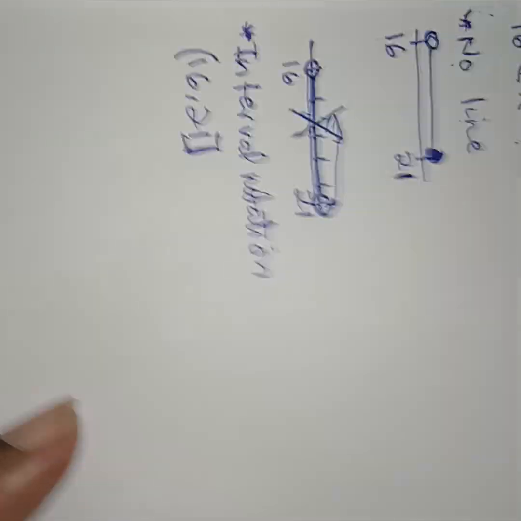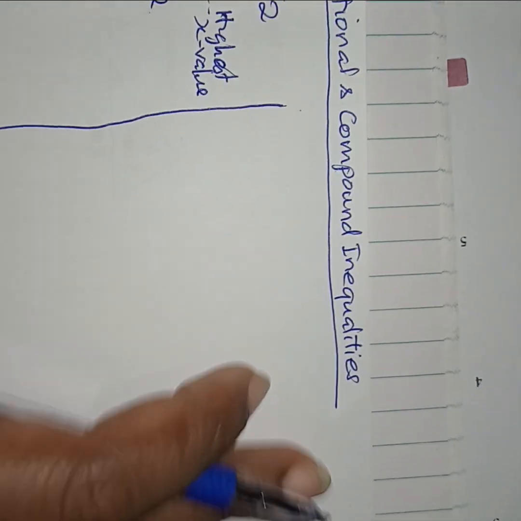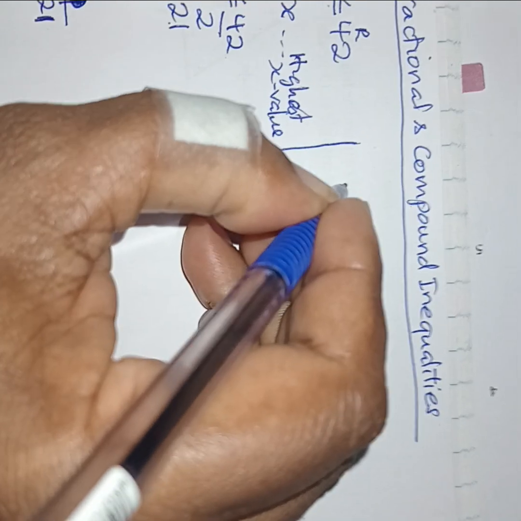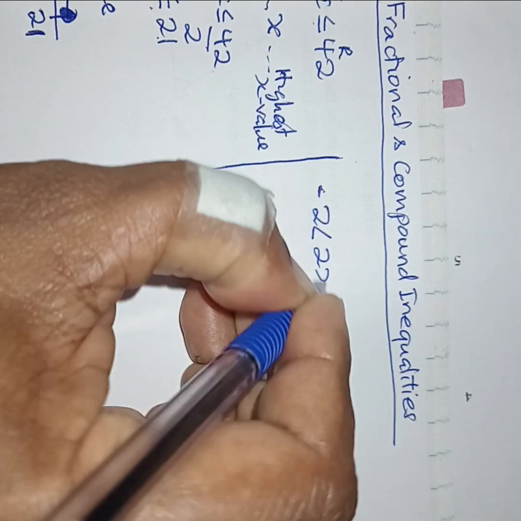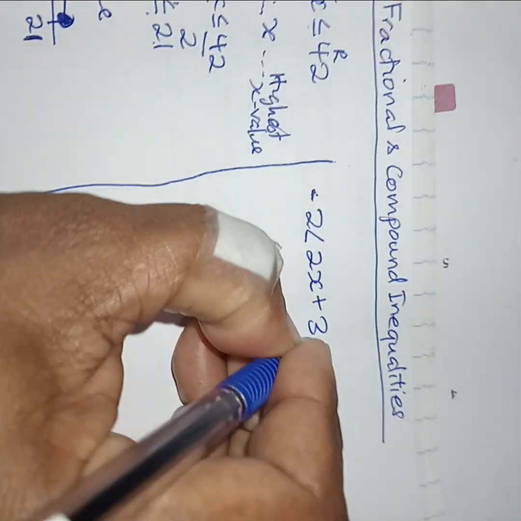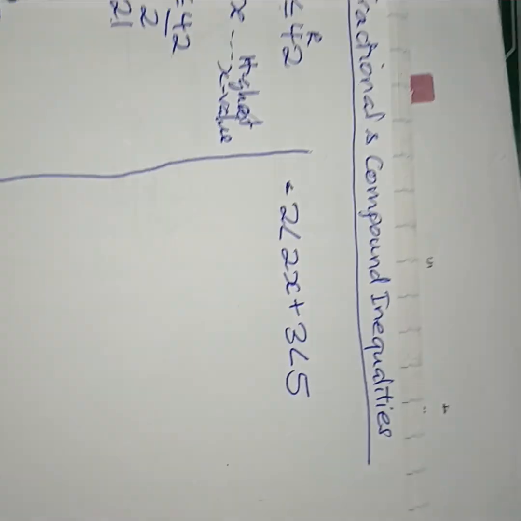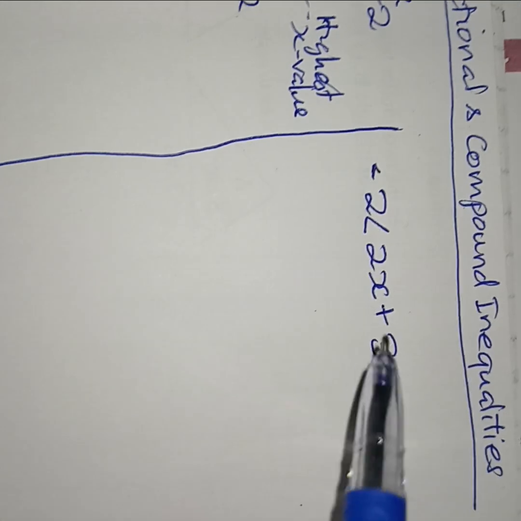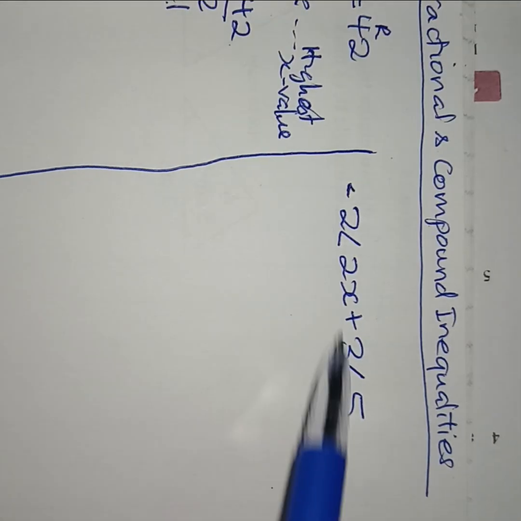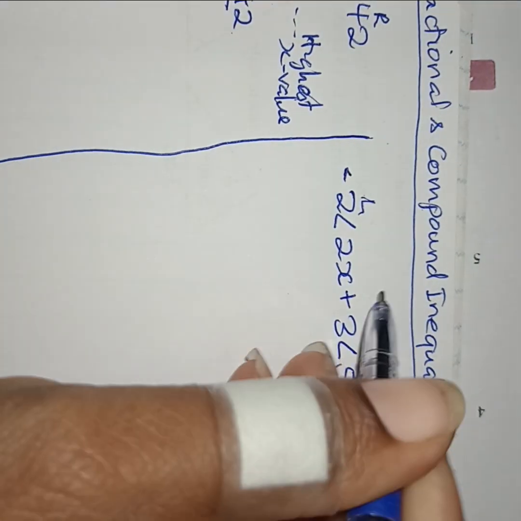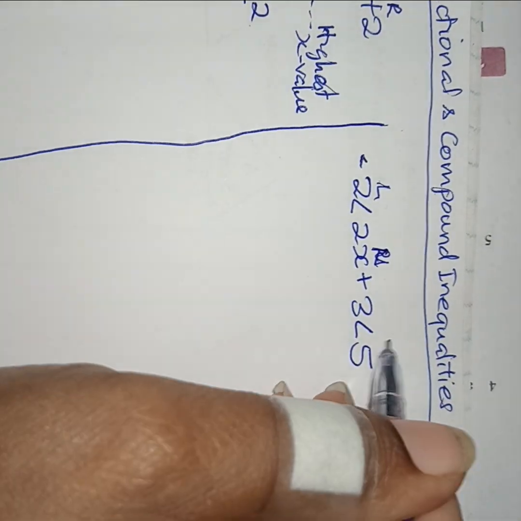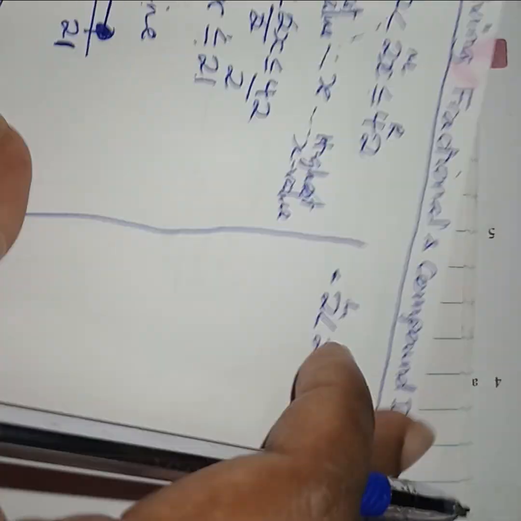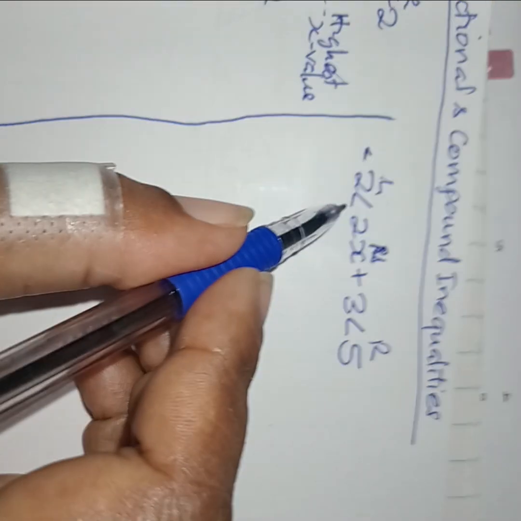Let's get to the next question. The next question is negative 2 is less than 2x plus 3 is less than 5. Again, this is a compound inequality because it has two inequalities there and we have three sides to it: left, middle, and right. I'm not going to change the inequality signs to equal sign.